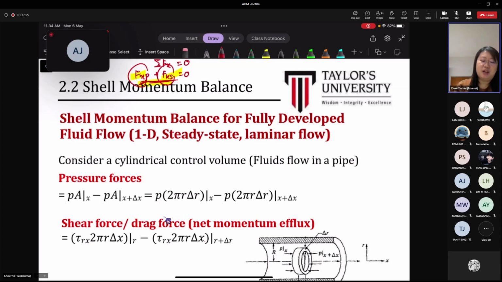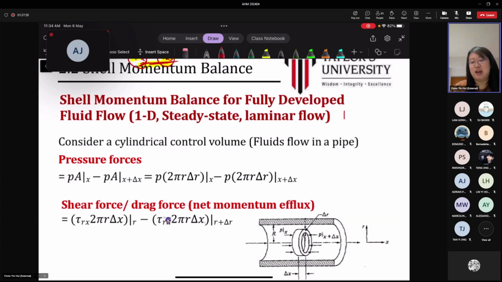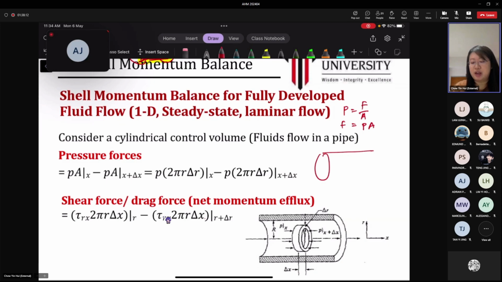Now, for pressure force. As you know, pressure is force per unit area, so rearranging it, the force is equal to pressure multiplied by area. Then if you look at the ring, the differential size, for the pressure force you need to know which cross-sectional area it acts on so that you can express the correct equation for the term. For pressure force and shear force, the cross-sectional area, which is perpendicular to the force, is different.